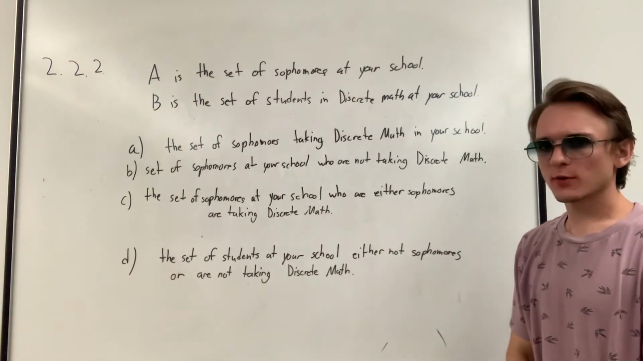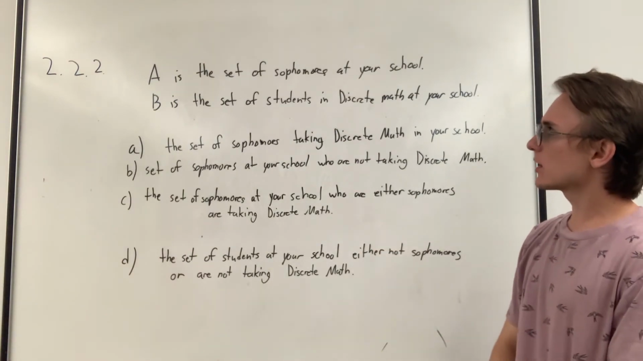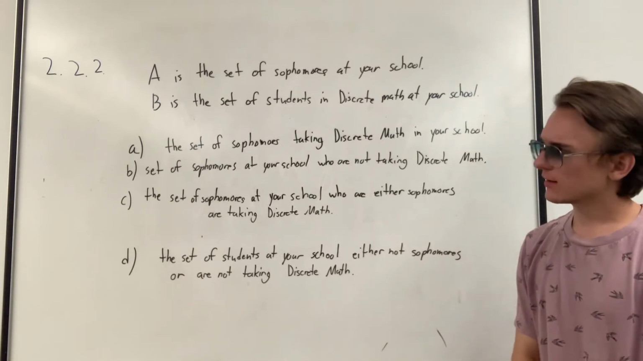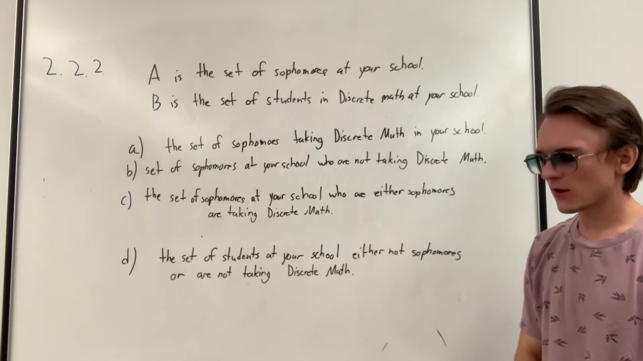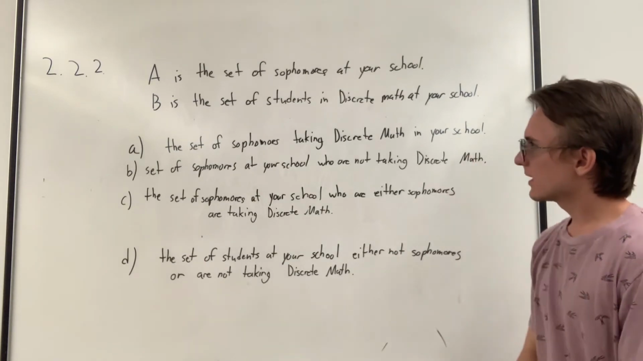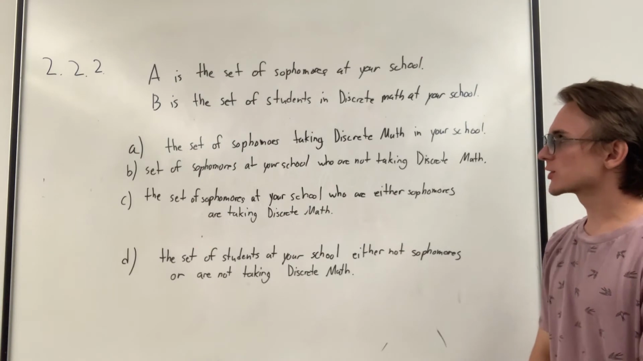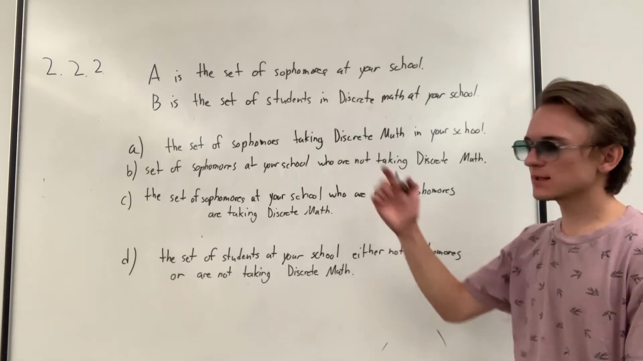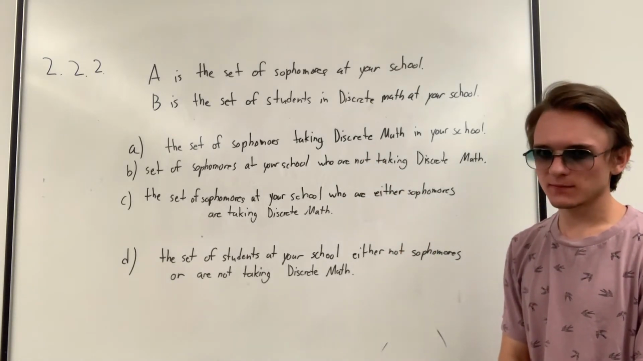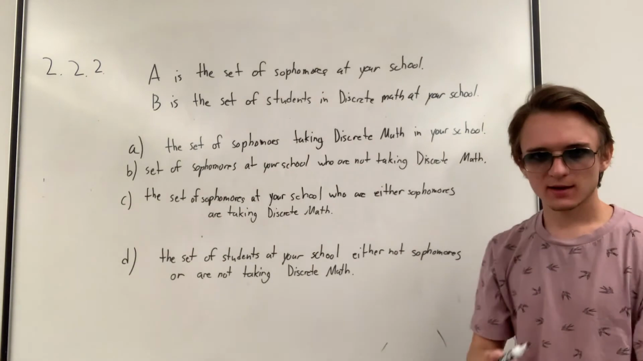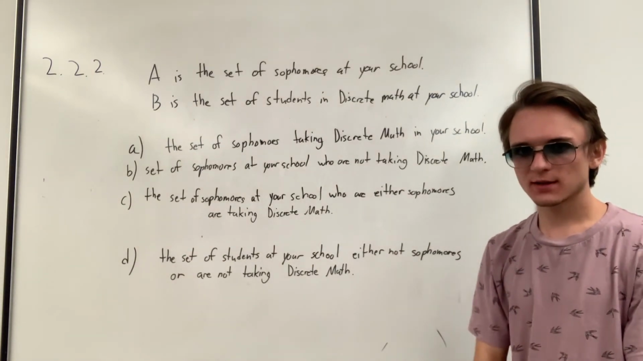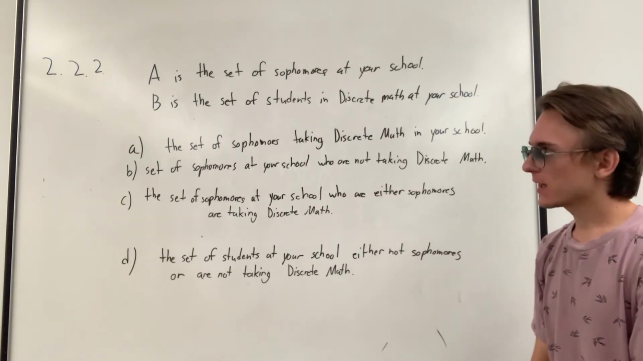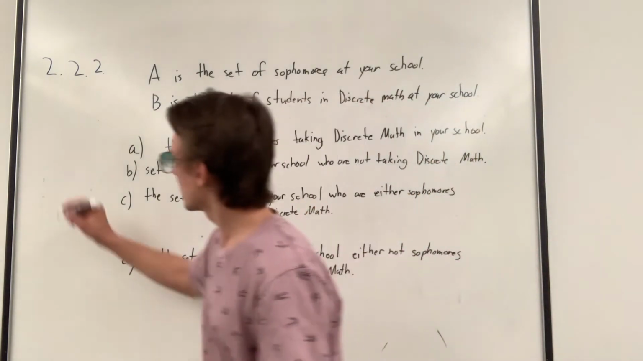Okay, 2.2.2. A denotes the set of sophomores at your school, while B is the set of students in discrete math at your school. And we need to determine the following in terms of A and B. A says the set of sophomores taking discrete math in your school. So this is the set of students which are in set A, but also in set B. In other words, where A and B overlap, kind of like a Venn diagram, which overlaps or intersects at the center. So we would say a student is in A and B.